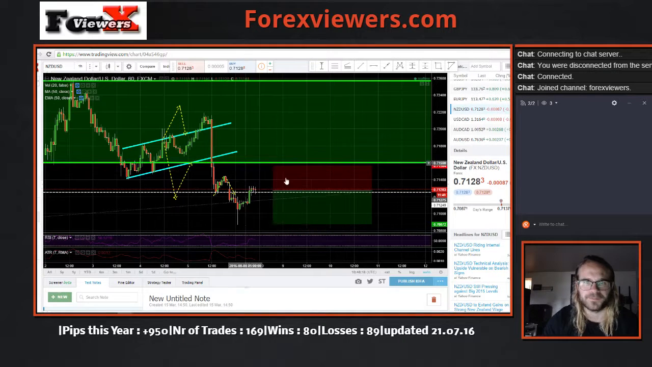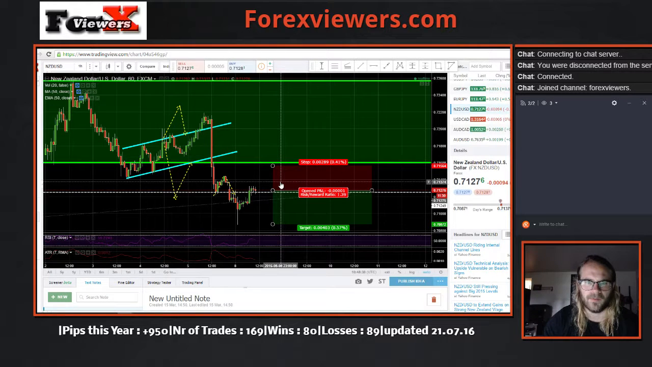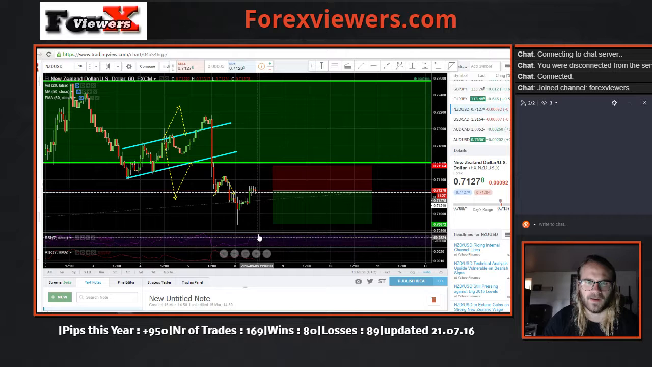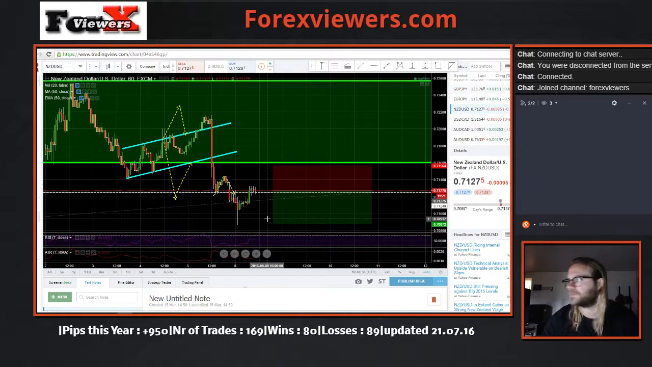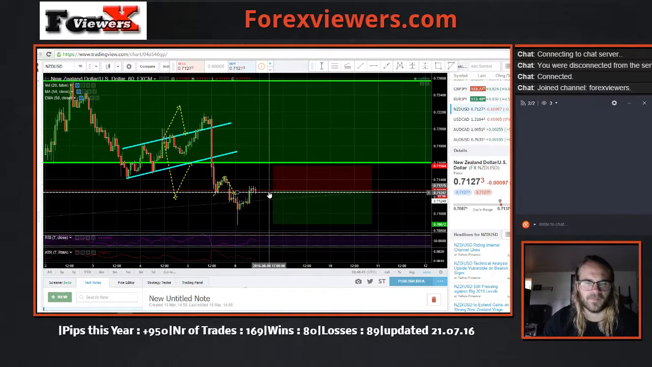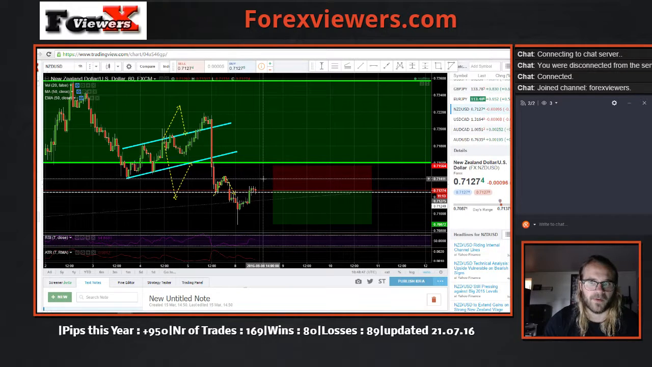Sorry about that. But still, I do like this setup. And I would actually not mind if we got a little higher here. That would be okay as well. Maybe get the RSI into the overbought conditions. That would only make my risk to reward better. So I'm not gonna mind if the market pushes a little higher here. See what happens around this resistance area.